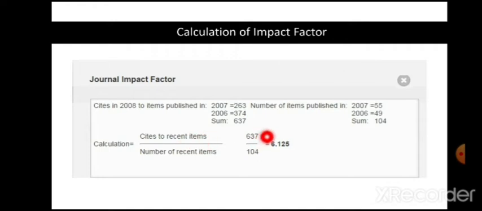So there is a simple formula: the number of citations to the recent items, how many citations are there, they are 637, is divided by the total number of articles published, so the total number is 104. If you calculate this, it will come to 6.125. This is your authentic impact factor. So this is how the impact factor is calculated. If the denominator increases, the impact factor decreases. This is how we calculate the impact factor. You need to remember this.